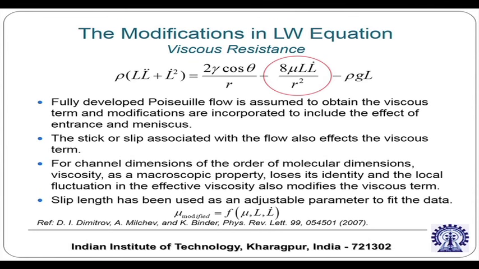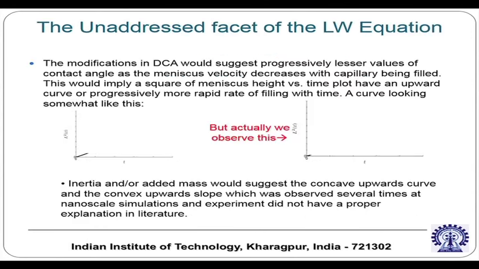Then viscous resistance. Fully developed Poiseuille flow is assumed to obtain the viscous term, and modifications are incorporated to include the effect of entrance and the meniscus. The stick or slip associated with the flow also affects the viscous term. So, many times this effect has been taken into account by using a modified viscosity. Instead of using the original bulk viscosity, the modified viscosity is used as a function of the original viscosity, the instantaneous displacement of the meniscus L and L dot. This has been done in one of the papers, and slip length has been used as an adjustable parameter to fit the data, but not from fundamental calculations.